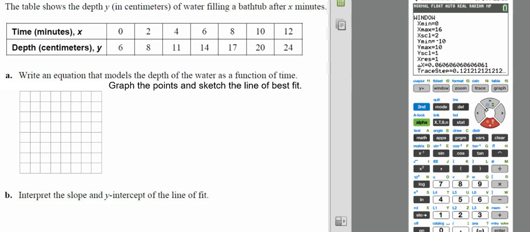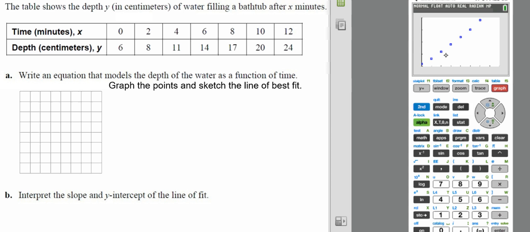Then our Y minimum, the smallest value here is a 6 and the largest is 24. So let's use a 5 and a 25 and let's count by 5s just to make it easy. Then we're going to hit Graph. And now I can see my scatter plot. So we're going to go ahead and sketch this really fast. You can either use the grid that I have provided here, or you can just sketch it without the grid. So now that I've sketched my points, I want to sketch the line of best fit.